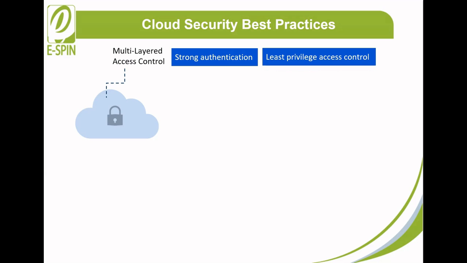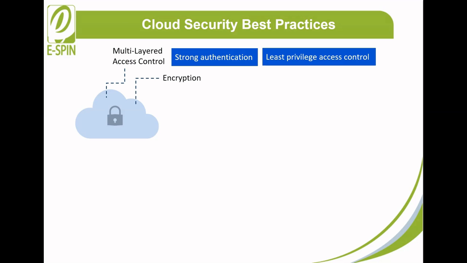Least privilege access control. Grant users only the minimum level of access required to perform their job functions. This principle minimizes the potential damage an insider can cause if their account is compromised. Avoid giving users broad access permissions. They should only have access to the specific data and resources they need to do their jobs.